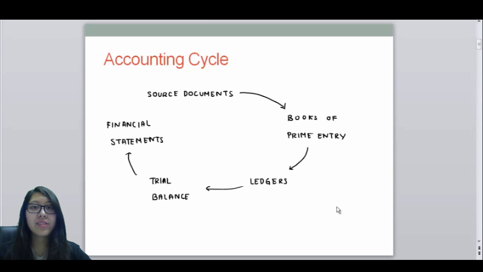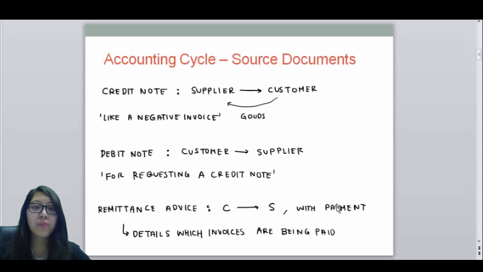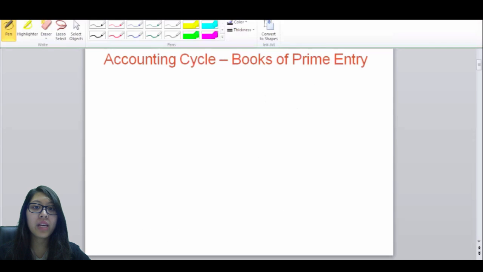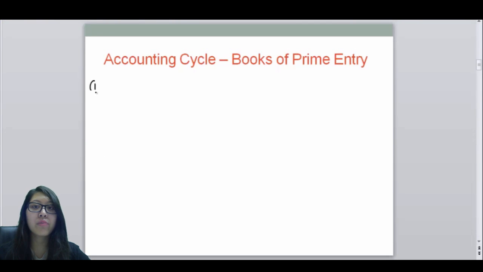Okay, now continuing to the next part of the accounting cycle. We began with the source documents and now we're moving to the books of prime entry. Earlier I mentioned that there are 7 types of books of prime entry. First is the sales day book.